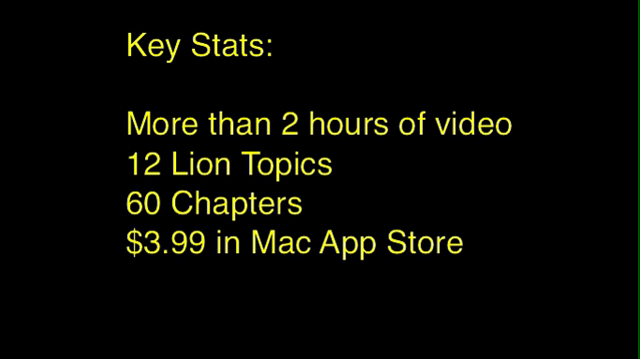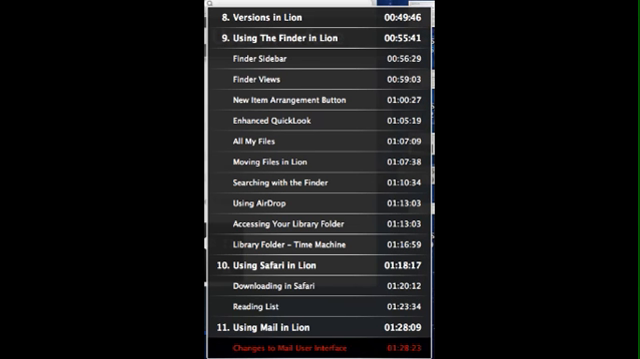The subchapters can be very detailed. For example, the Using the Finder chapter has 10 subchapters, each highlighting and explaining key new features in Lion's Finder. Bottom line, Don has a lot of content in here.